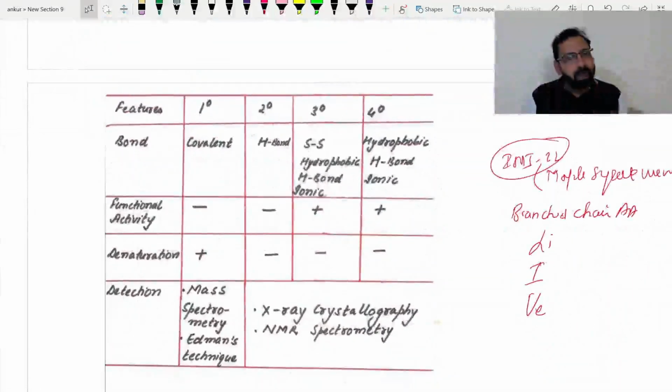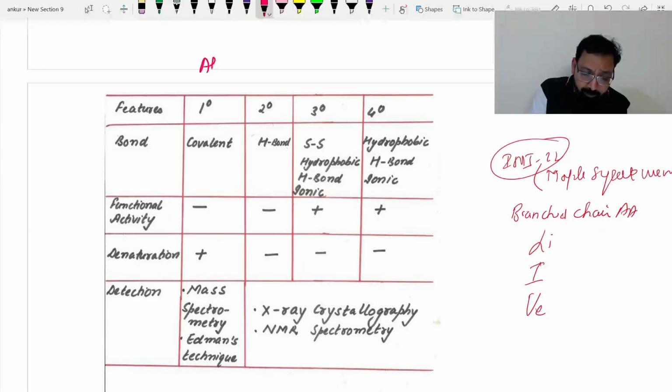Now protein. You all know proteins are made up of amino acids. There are 20 amino acids which usually take part in protein synthesis. But the 21st amino acid is selenocysteine. So normally 20 amino acids take part in protein synthesis. Suppose I give you a protein having amino acids: one is alanine, then second is valine, and third is leucine.